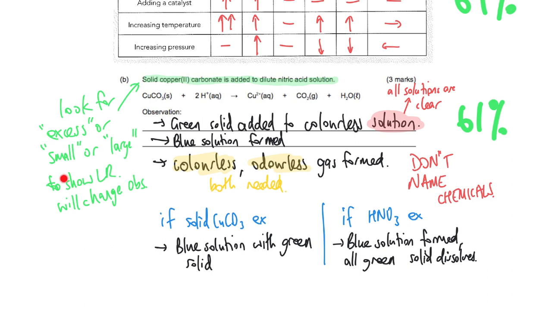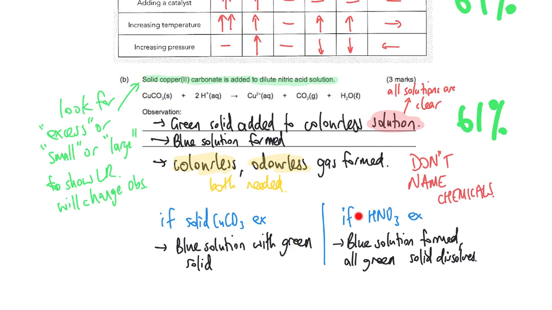Okay, and then when you're reading this, you actually need to read carefully what's in excess, or whether a small or a large amount of something is added, to identify the limiting reagent, which will change the observations, right? If your copper carbonate is in excess, then your blue solution will have a green solid in it, because the copper carbonate isn't soluble in water, and if it's not going to get dissolved, there's just going to be a little bit left over at the end. All right, so blue solution with green solid inside it.